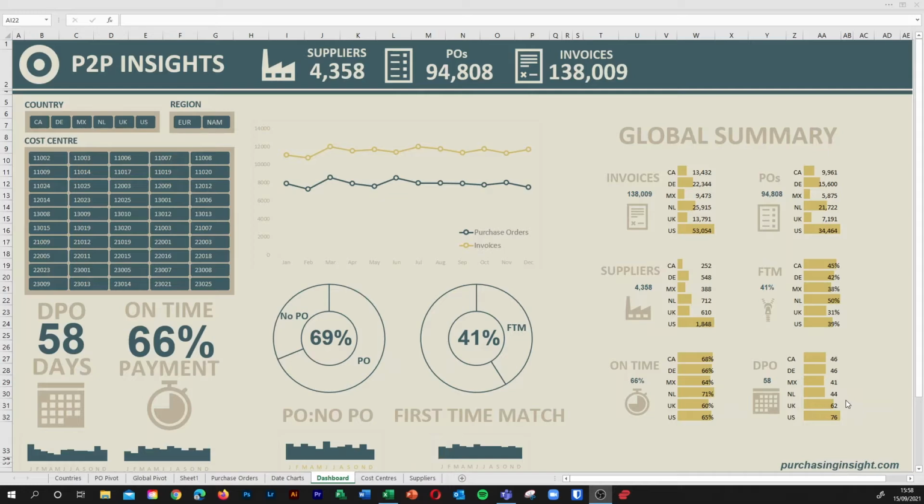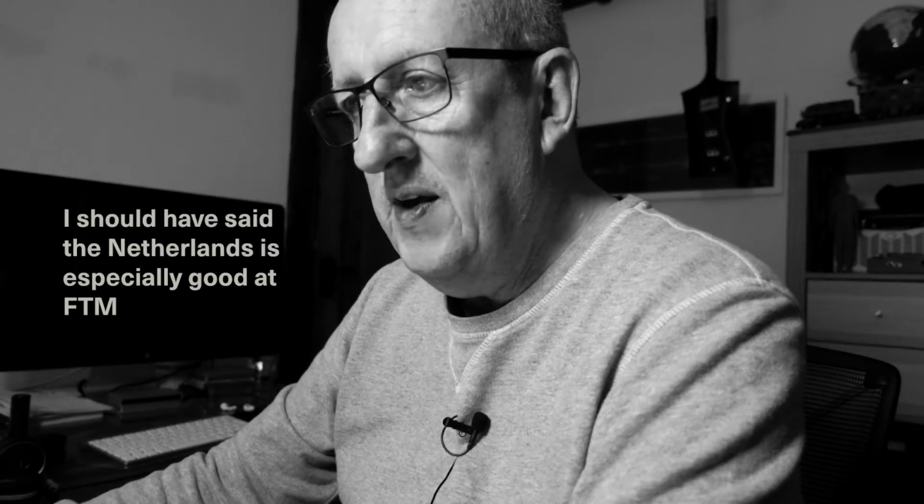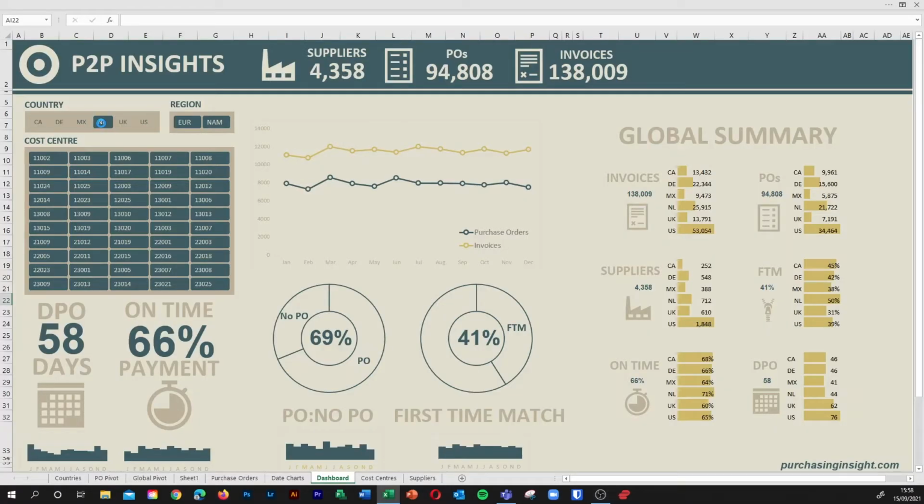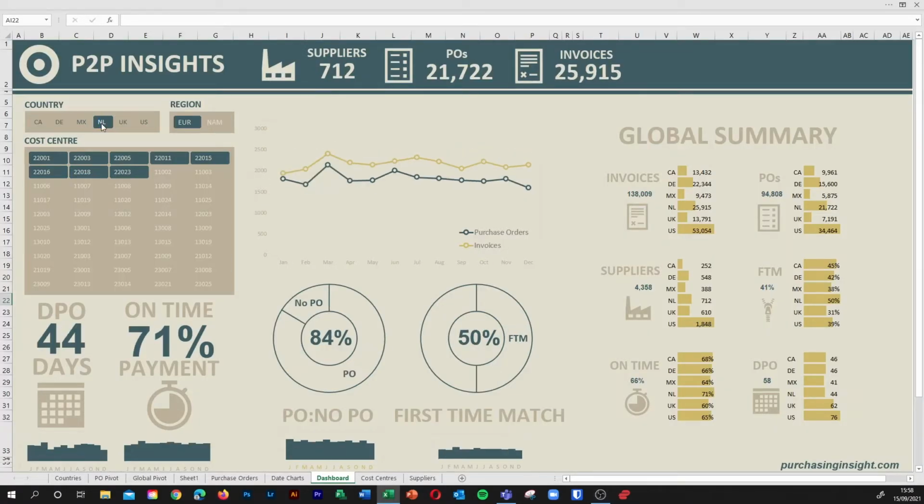But of course, the executives don't always simply want to see the global situation. They want to be able to drill down. So let's look at the Netherlands, for example. They're particularly good at DPO. So if we click on the Netherlands, we can see that the data is now focused purely on the Netherlands, and we can see some of these metrics in a slightly different light.